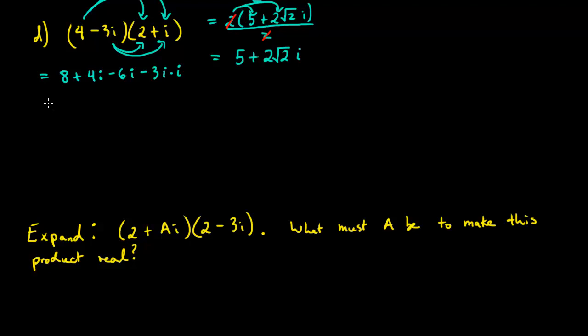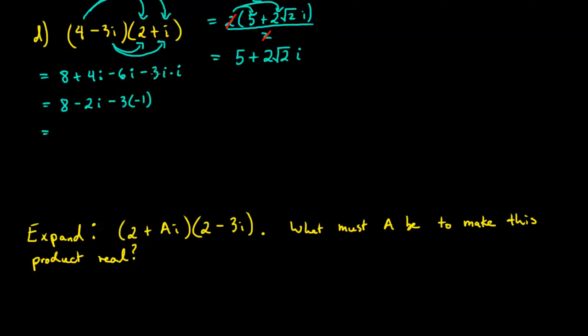And let's see what this simplifies to. Well, here I have just 8 plus, well, 4i minus 6i is negative 2i. And then I have minus 3i times i. Well, let's think about what negative 3i times i is. i times i is negative 1, so I've got negative 3 times negative 1.